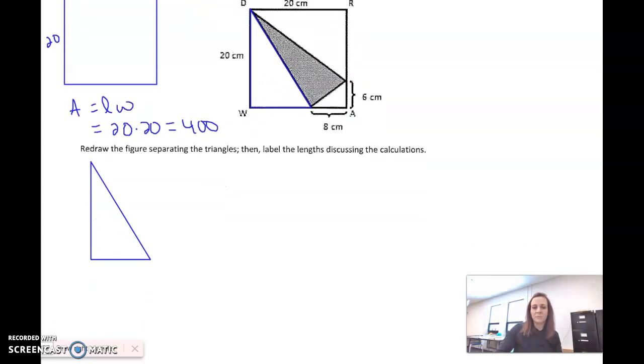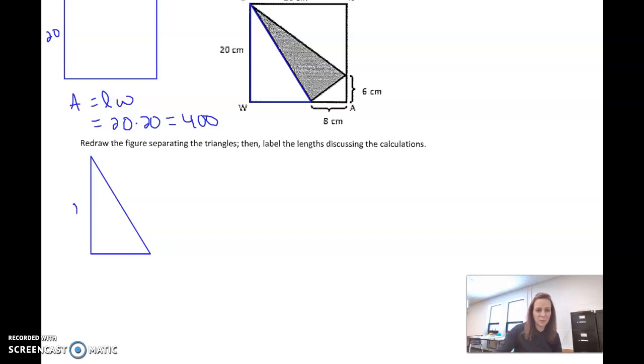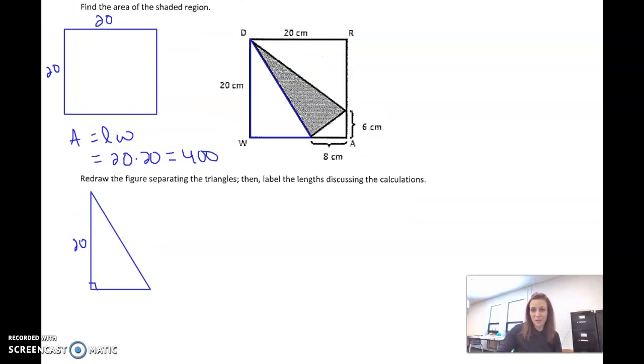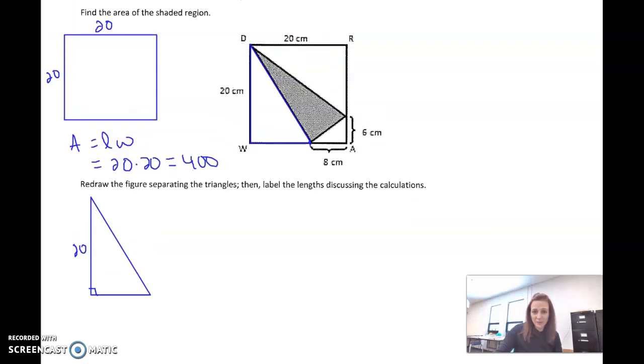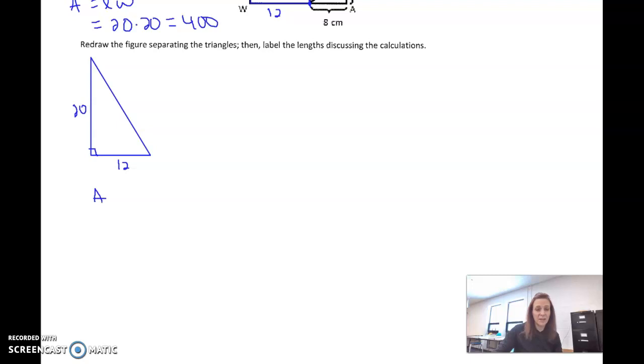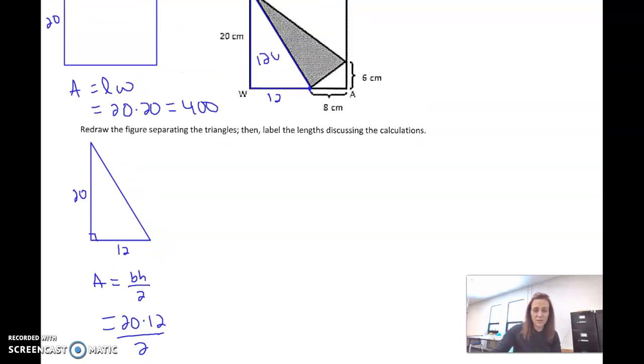If I redraw this triangle, it has a height of 20, and it's a right triangle because it's in the corner there. And what is this distance from here to here? Well, the whole thing is 20, but from here it's 8. So 20 minus 8 means this has to be 12, because 12 plus 8 equals 20. The area of a triangle is base times height divided by 2, so I'm going to go 20 times 12 and divide it by 2. I grab a calculator and I get 120. So this area is 120.